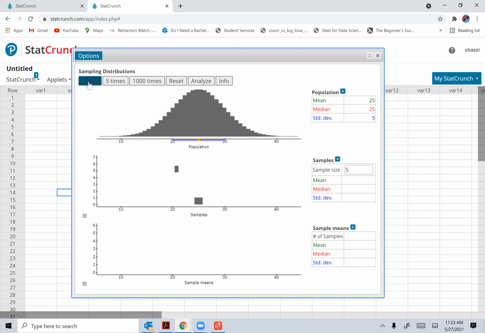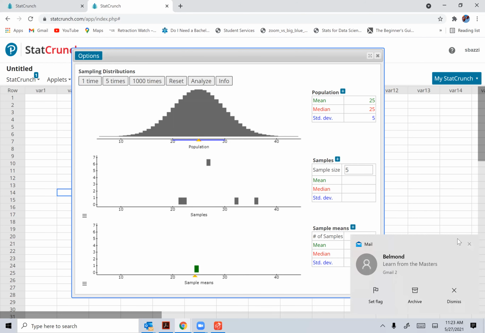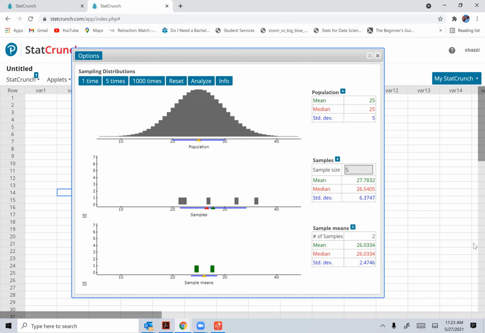Look, 5 values are being picked up, and then the mean is being calculated and put right at the bottom. If I pick another one, guys, watch. And then let's pick another one just to show you. And then the applet computes the mean.